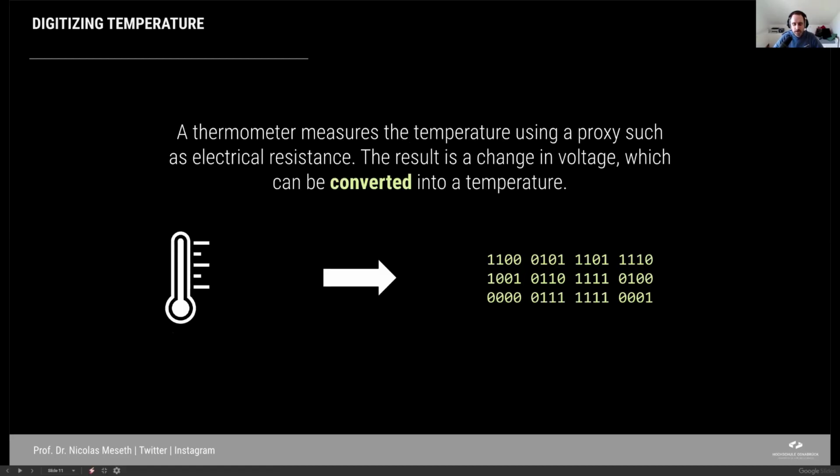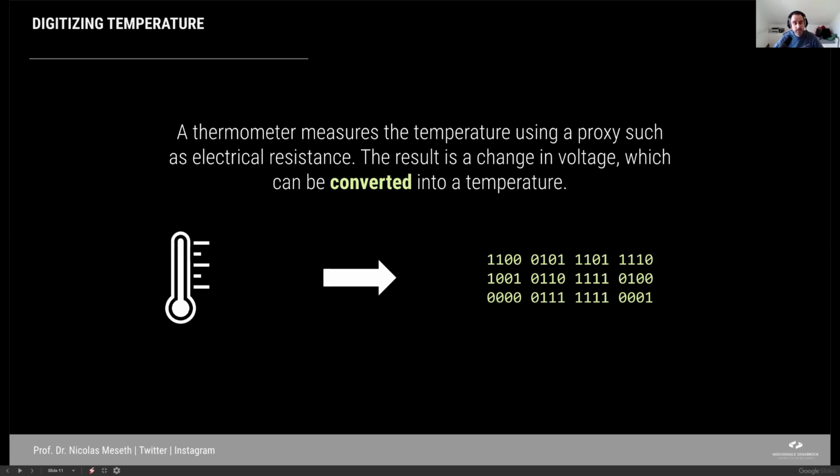Digitizing temperature is another thing that we will also work with, basically sensors in a more general way. So a thermometer, for example, measures the temperature using a proxy, for example, the electrical resistance in a material. It changes when we have different temperatures, and we can measure that. So we can measure the voltage that's running through the circuit.